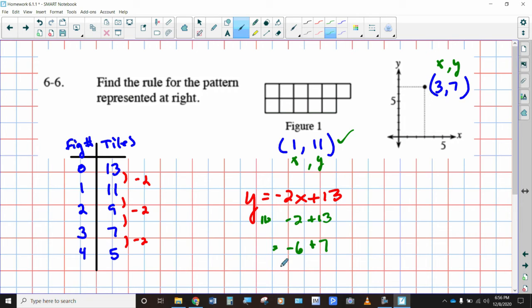which is, no, not plus 7. What am I doing? Not having a good time here. Not doing a good job at all. Okay, so this is supposed to be 13.